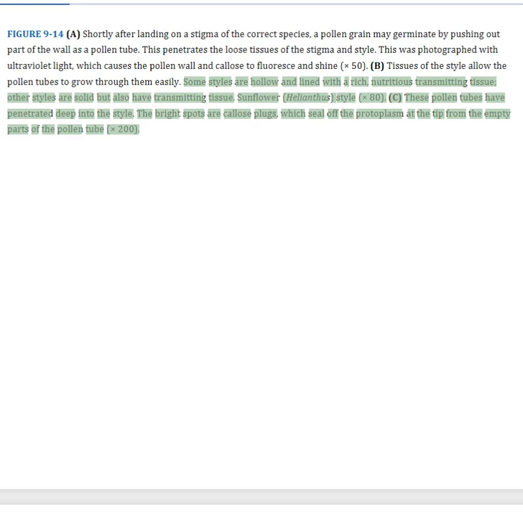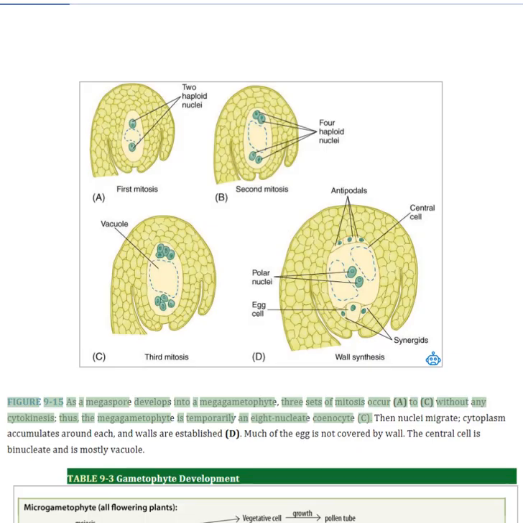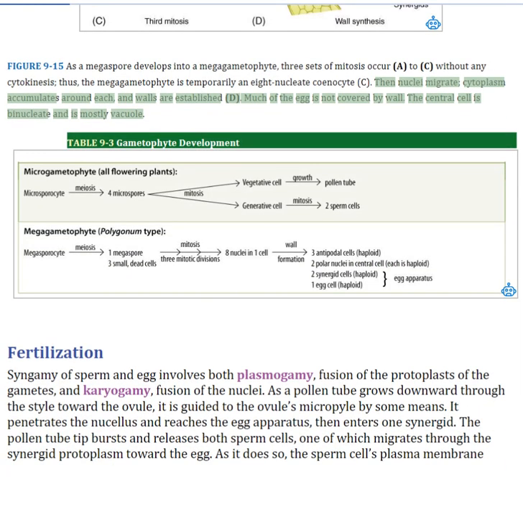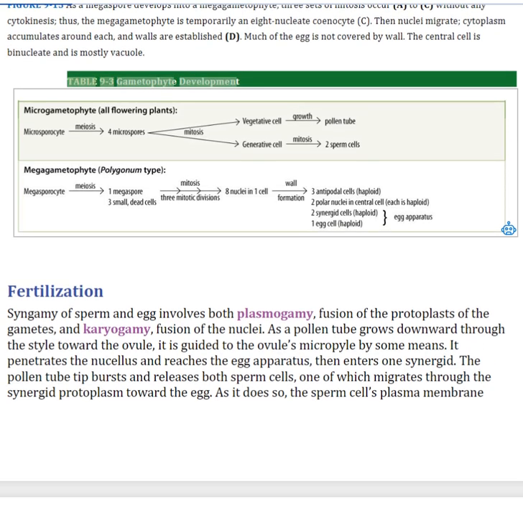Figure 9:15. As a megaspore develops into a megagametophyte, 3 sets of mitosis occur without any cytokinesis, thus, the megagametophyte is temporarily an 8-nucleate coenocyte. Then nuclei migrate, cytoplasm accumulates around each, and walls are established. Much of the egg is not covered by wall. The central cell is binucleate and is mostly vacuole. Table 9:3. Gametophyte development.